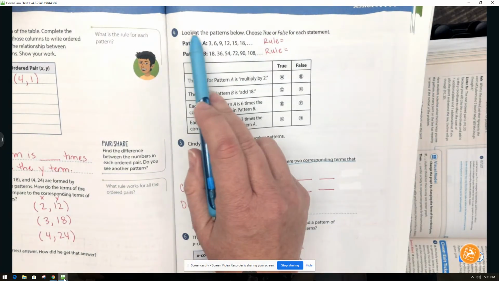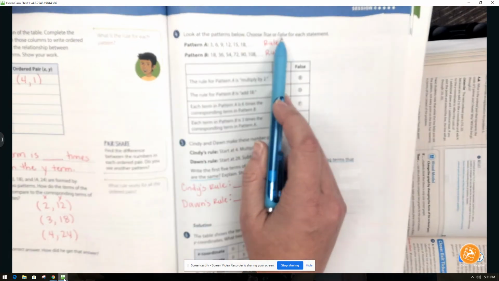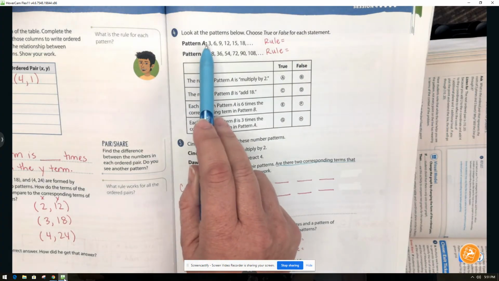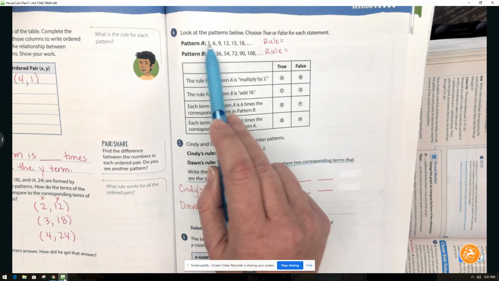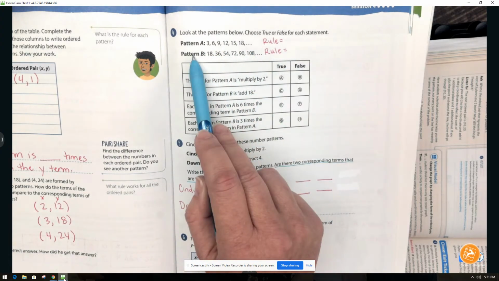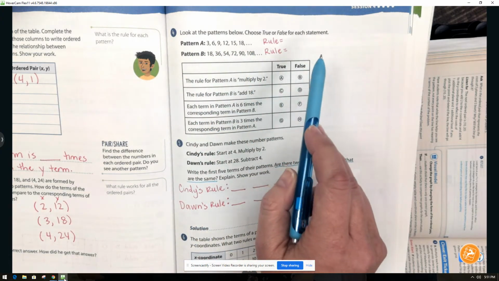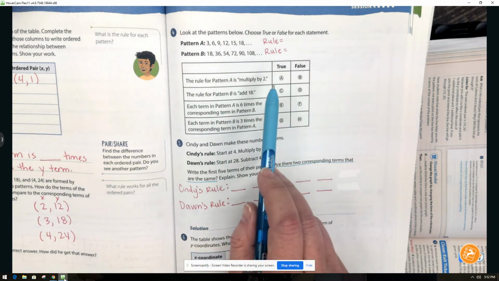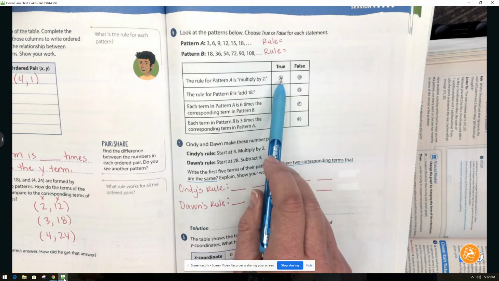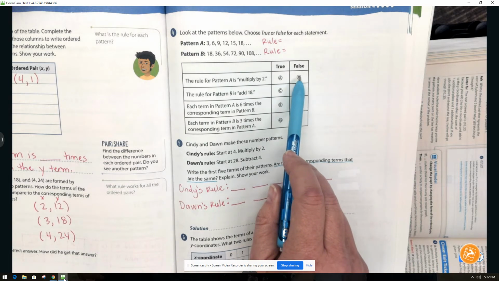Number 4, look at the patterns below. Choose true or false for each statement. You have pattern A and pattern B. First, what I want you to do is figure out the rule for pattern A and then figure out the rule for pattern B. Then, if it's true, you're going to circle true, and if it's false, you're going to fill in false.